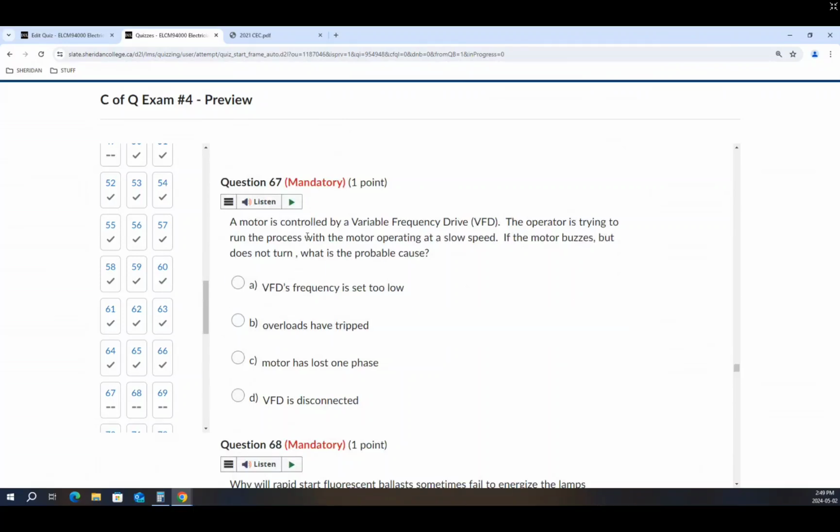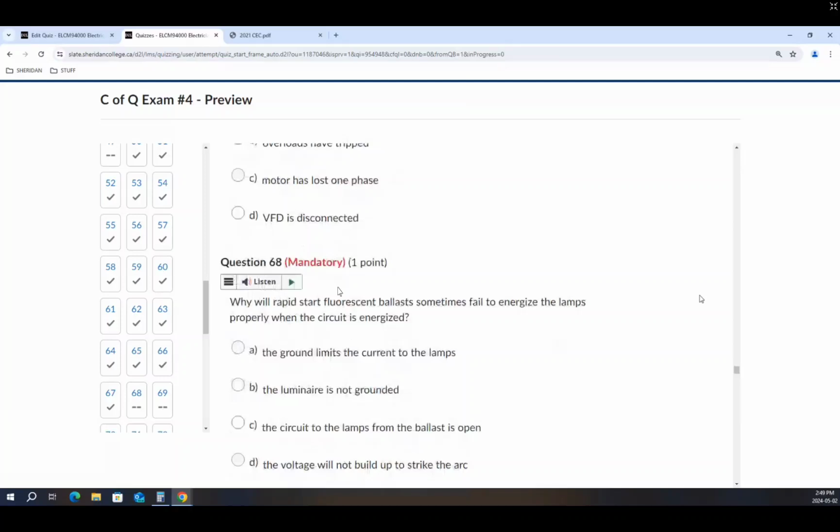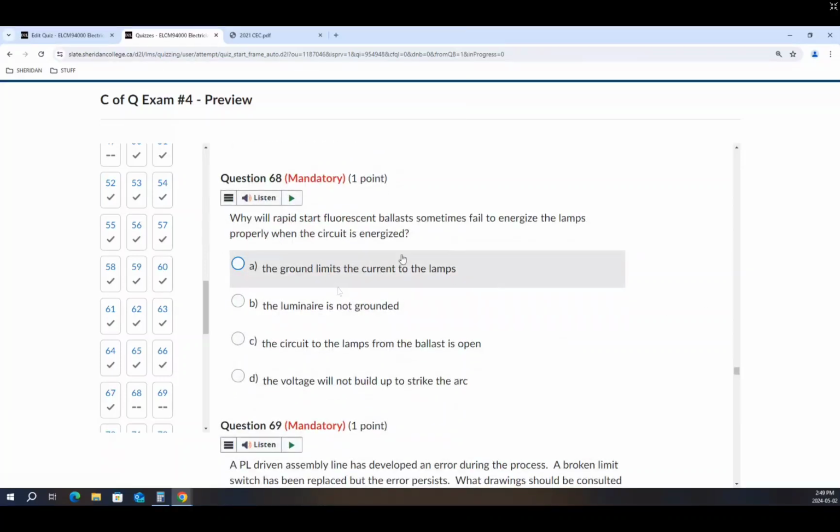Question 67. A motor is controlled by a frequency drive. The operator is trying to run the process with the motor operating at low speed. If the motor buzzes but does not turn, what is the probable cause? Probably the frequency's just been set too low. Rapid start fluorescent ballasts sometimes fail to energize when the circuit is energized. The luminaire is not grounded. So that's luminaire is not grounded.